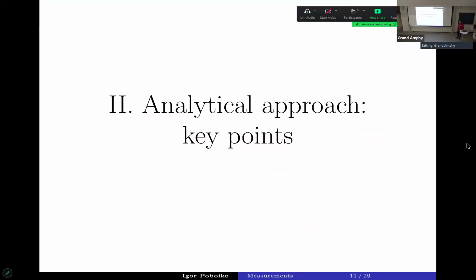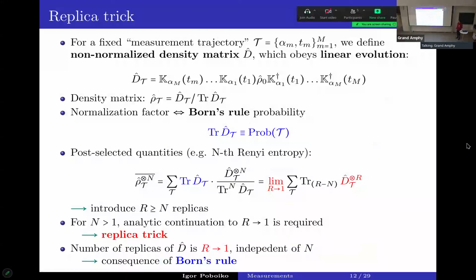Okay, so how much time do I have? Yeah, 15 minutes. Okay, now I'll quickly go through the analytical approach we developed, which is based on the replica limit and so on and so forth, the replica trick that Adam has already introduced. I'll more or less repeat what he said, but with a different formalism, which is essentially the same.